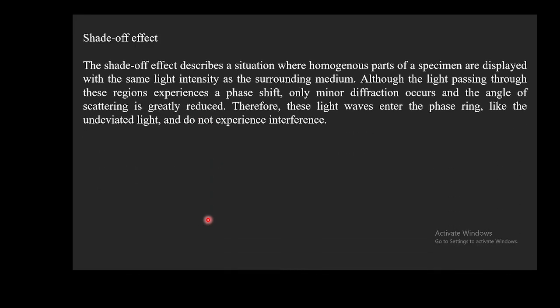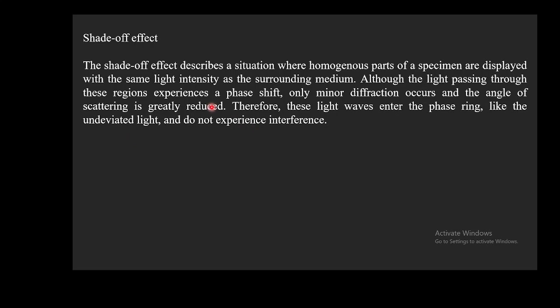Now coming to the shade off effect. In case of the shade off effects, what happened? It describes a situation where the homogeneous part of the specimen, in case of the phase contrast microscope, what will happen? It will not deviate the light, so it should look brighter. That's how they are saying. So they are displayed with the same light intensity as the surrounding medium. Although the light passing through these regions experiences a phase shift, only minor diffraction occurs and the angle of scattering is greatly reduced.